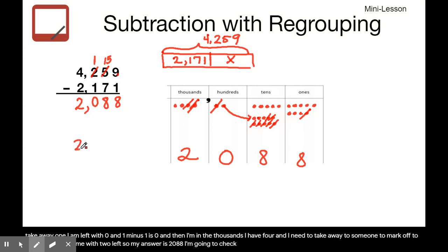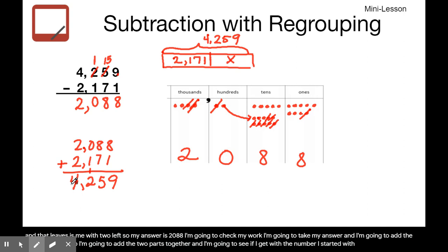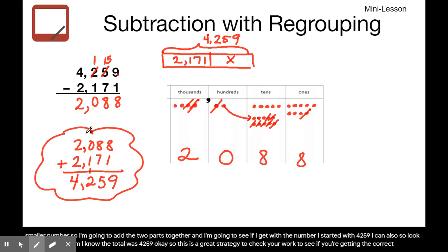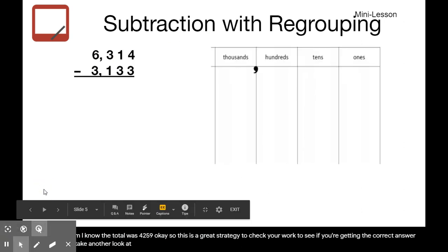I'm going to check my work. I'm going to take my answer and add the smaller number. So I'm going to add the 2 parts together and see if I get the number I started with, 4,259. I can also look at my tape diagram. I know the total was 4,259. This is a great strategy to check your work to see if you're getting the correct answer. All right, let's take a look at another problem.